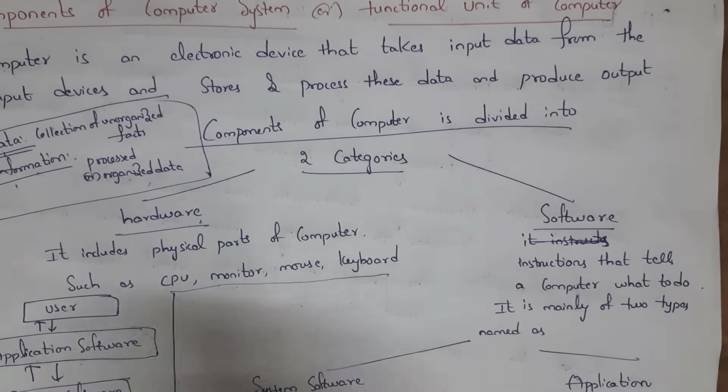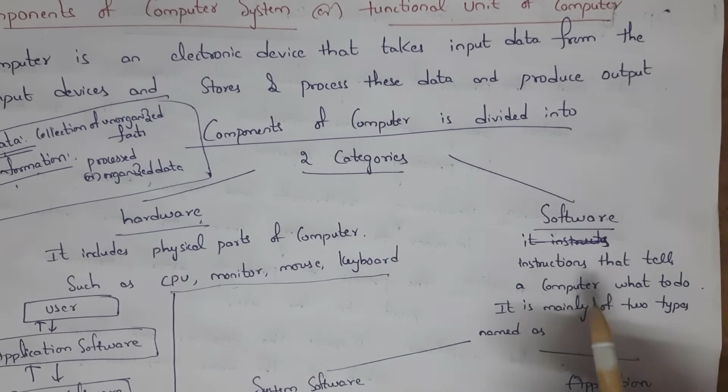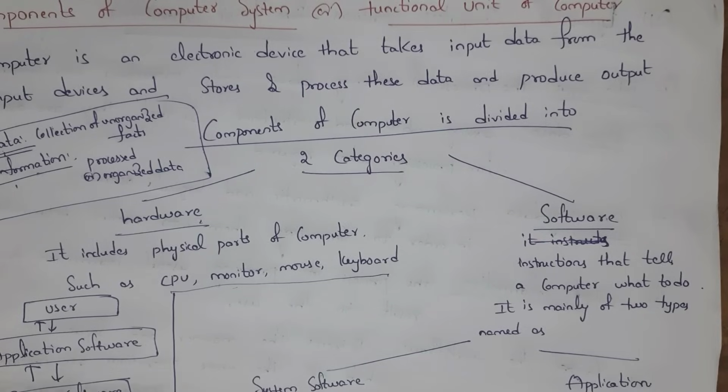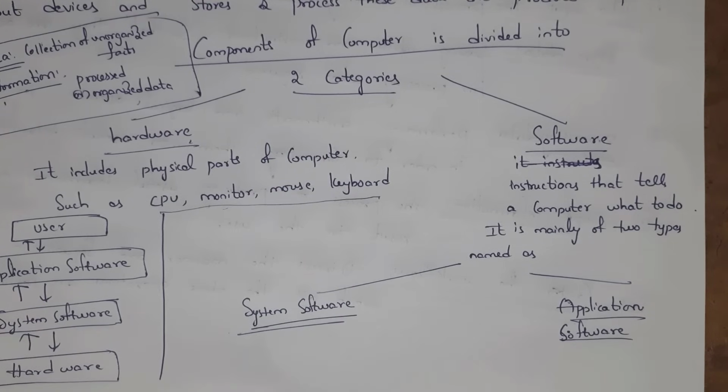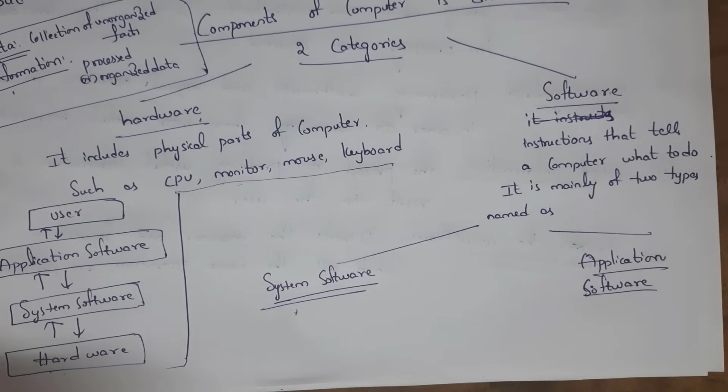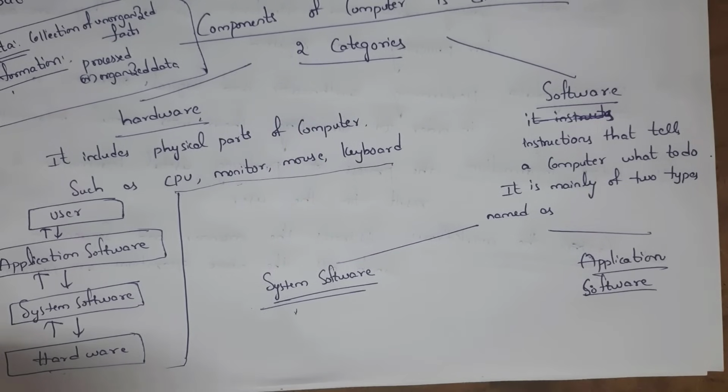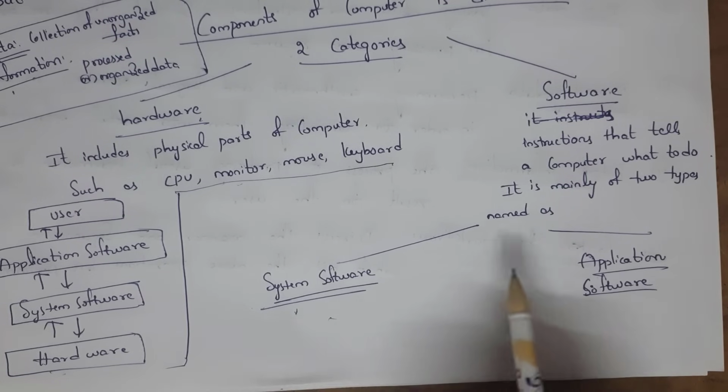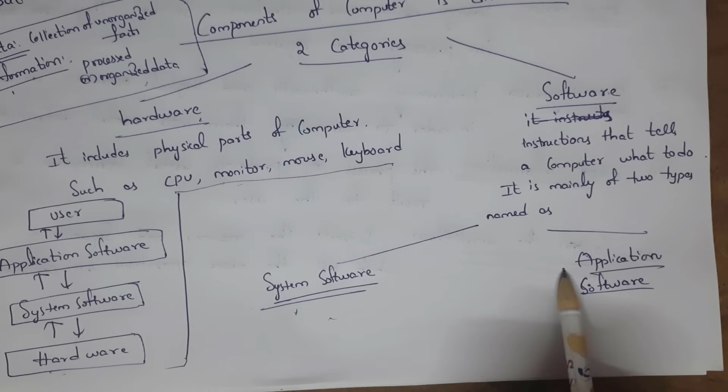Next, what is software? Software provides instructions to computer. That is, it tells computer what to do. And there are two types of software. One is system software and the next one is application software. Software which is designed for the system is known as system software. For example, Windows XP, Windows 10, Linux, all these are examples of system software because the software is designed especially for the system. And software which is designed for users is known as application software. For example, Photoshop, MS Office, all these are examples of application software because the software is designed for users for their personal use.